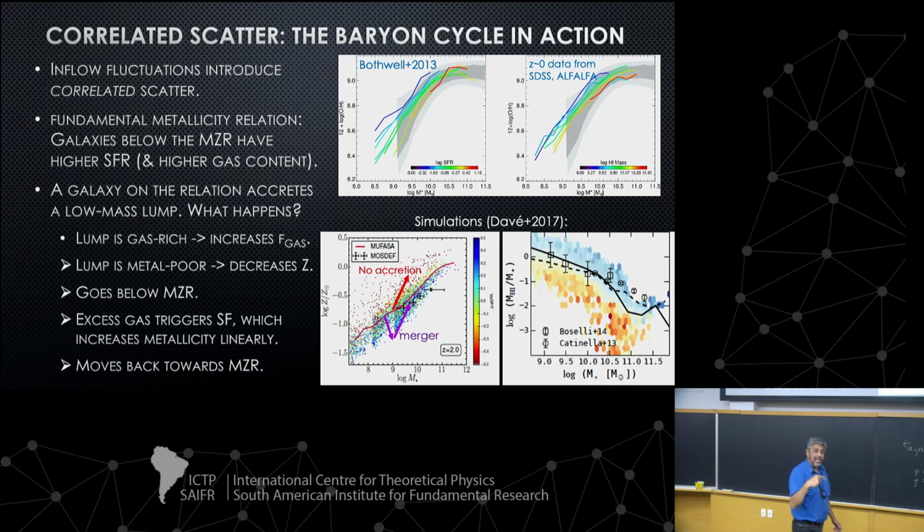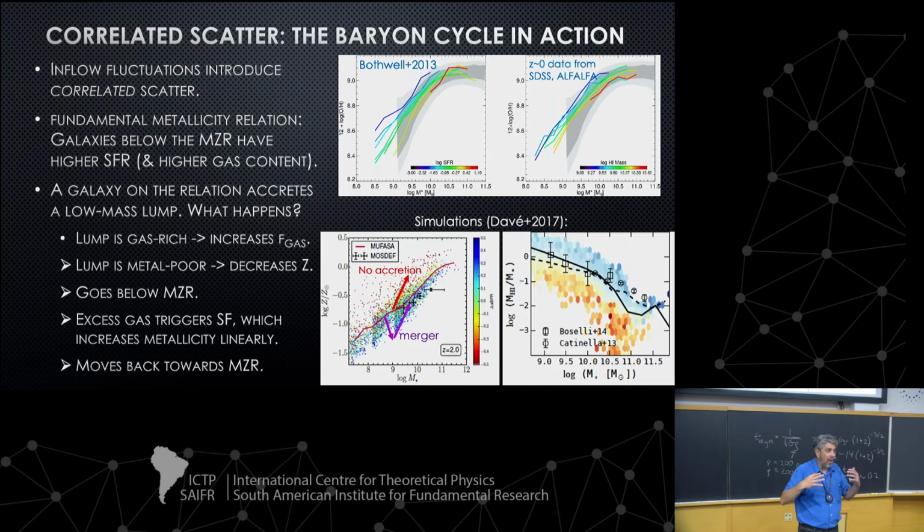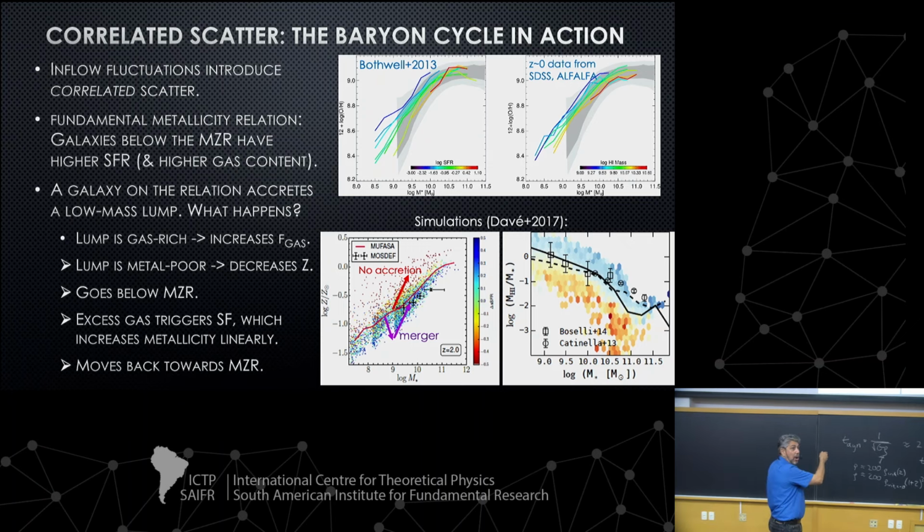Well, as that happens, you've also received a whole bunch of fresh fuel for star formation at the same time. So that's going to make these galaxies a lot more star-forming than what you would normally see. And that's exactly what we see here, right? The galaxies that lie below the mass metallicity relation are more star-forming. Okay, so you get that big lump, right?